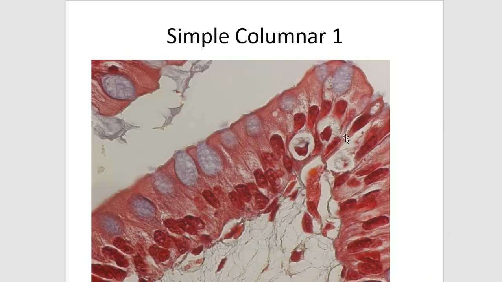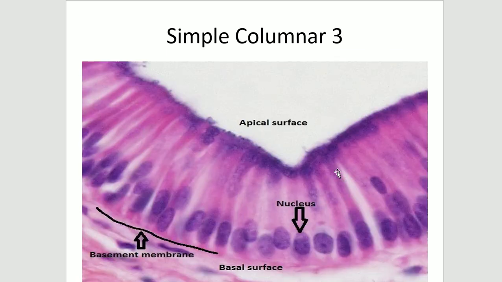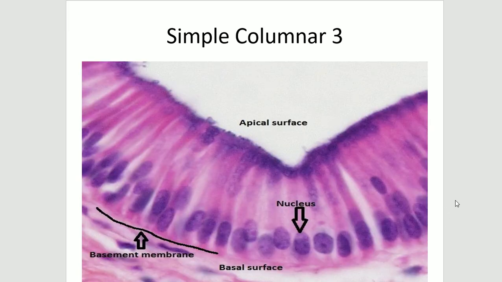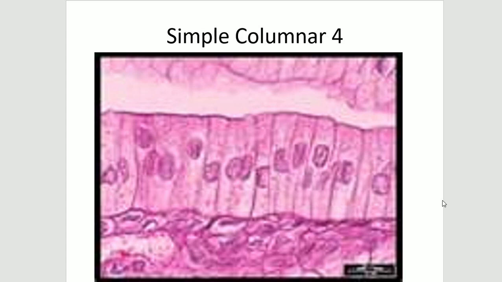Yeah, so apical surface here, basement membrane down there. The nucleus is going to be around the basement membrane in columnar. And like I told you, basement membrane, basal surface, base membrane, all of those are the same thing. Then another simple columnar here.